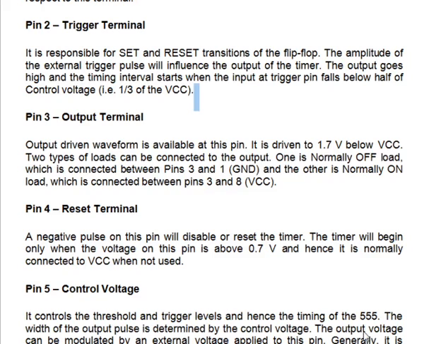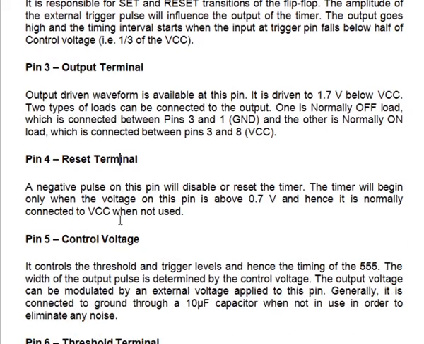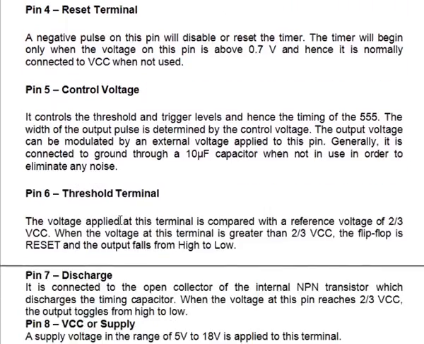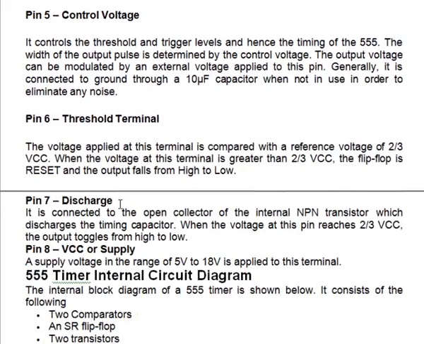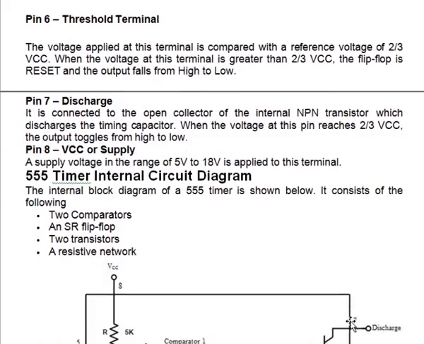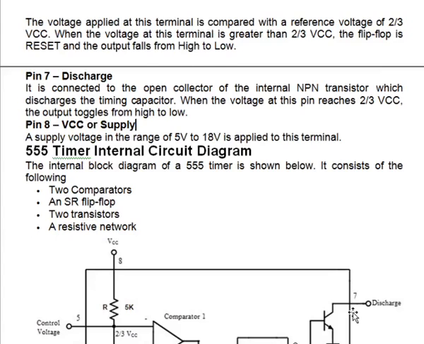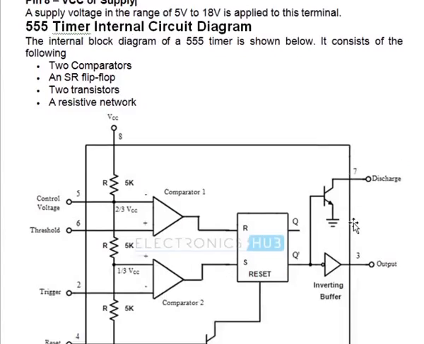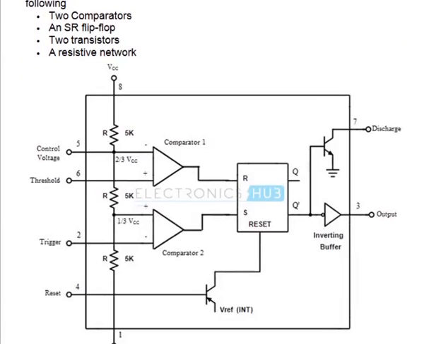So here it is clearly visible to you, pin number 2, pin number 3, 4, 5, that is control voltage, 6 threshold voltage, 7 discharge, and 8, that is VCC. Now the 555 timer internal circuit diagram is shown here. So this is the basic circuit, 2 comparators and an SR flip-flop, 2 transistors, a resistor network. So this is the circuit diagram.